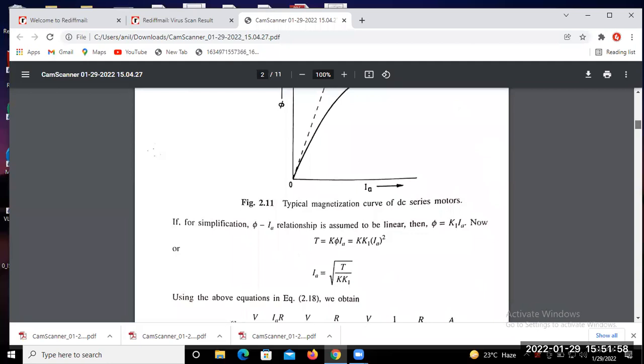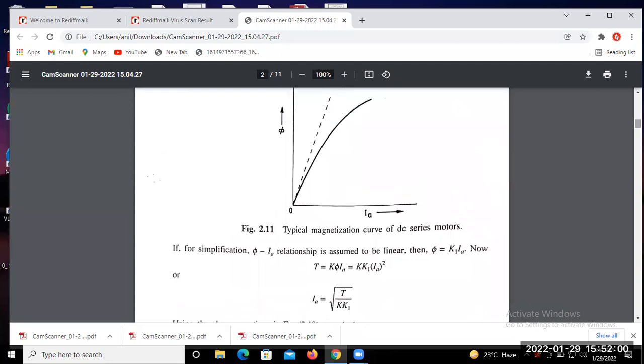So this is your magnetization curve for the DC series motor. यहाँ पे magnetization curve क्या होता है? What is the magnetization curve?